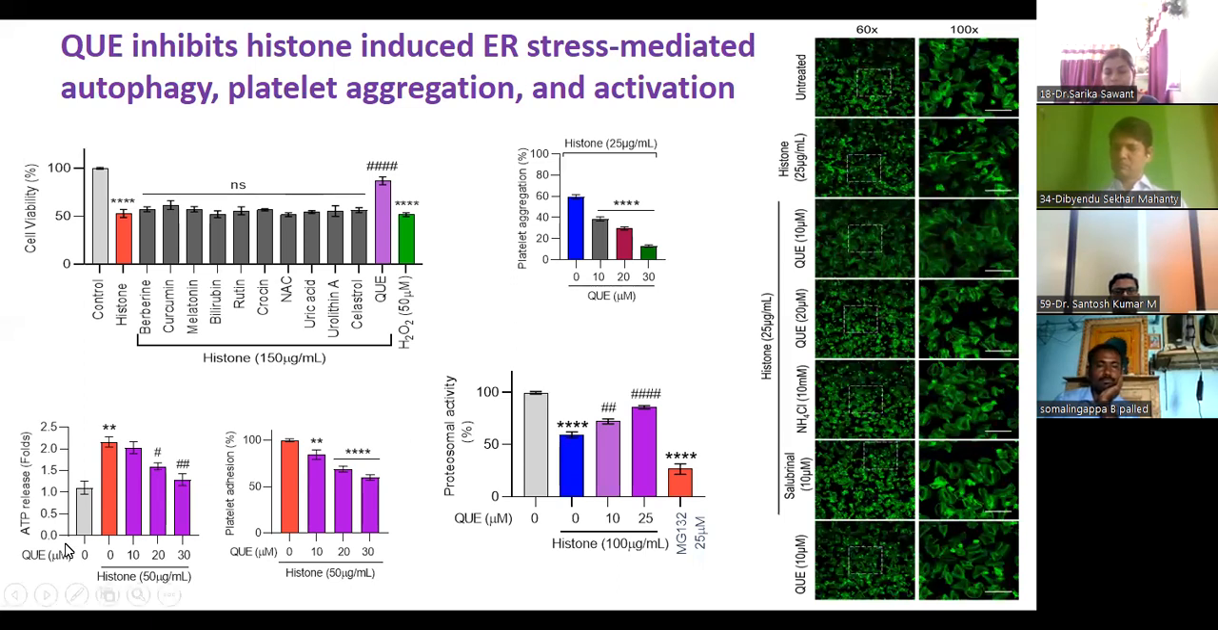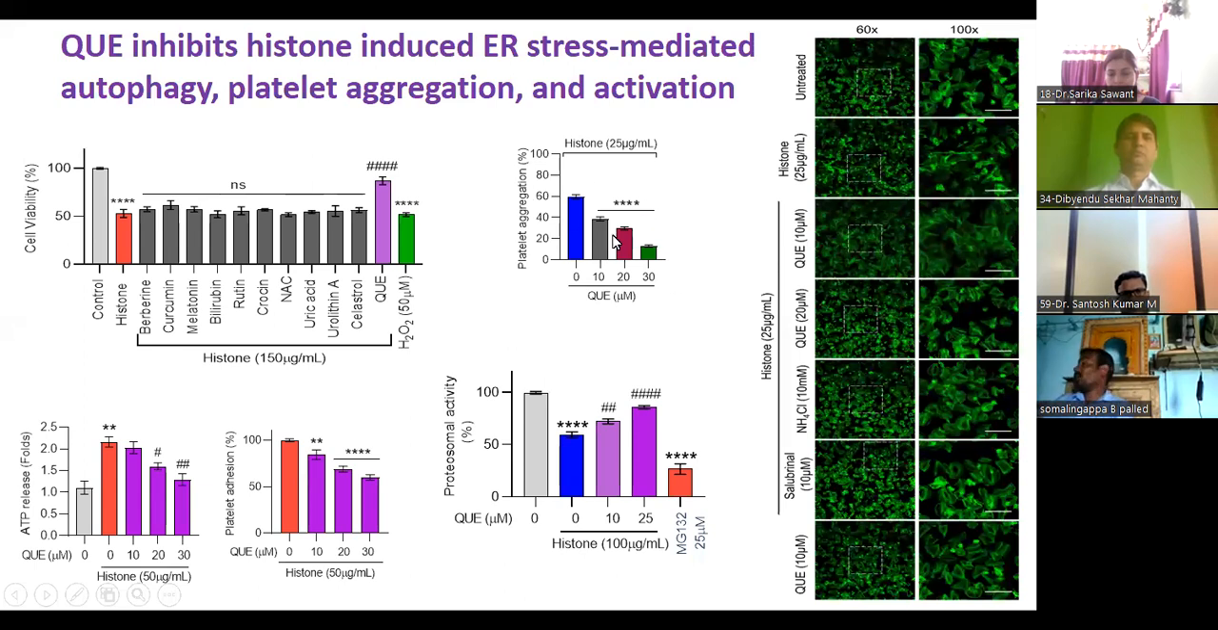For example, berberine, curcumin, rutin, crocin, urolithin, celastrol, quercetin. These are the phytochemicals. Melatonin serves as a redox modulator, and NAC is an antioxidant. Uric acid is a metabolite. Among these, only quercetin protected the platelets from histone-induced toxicity.